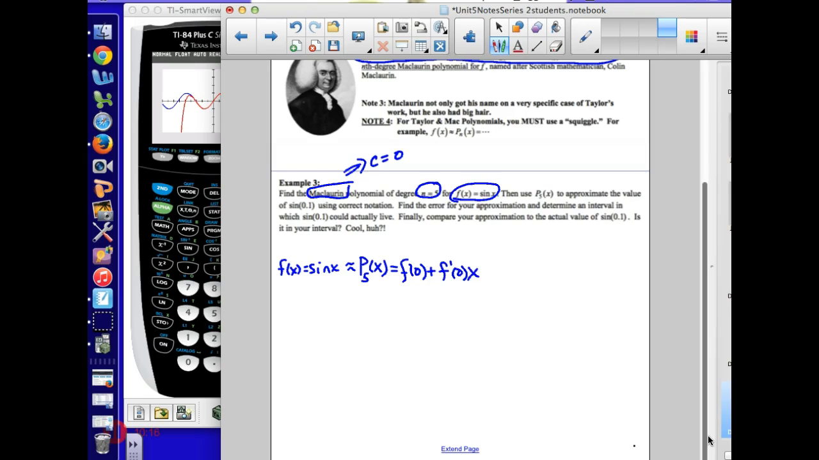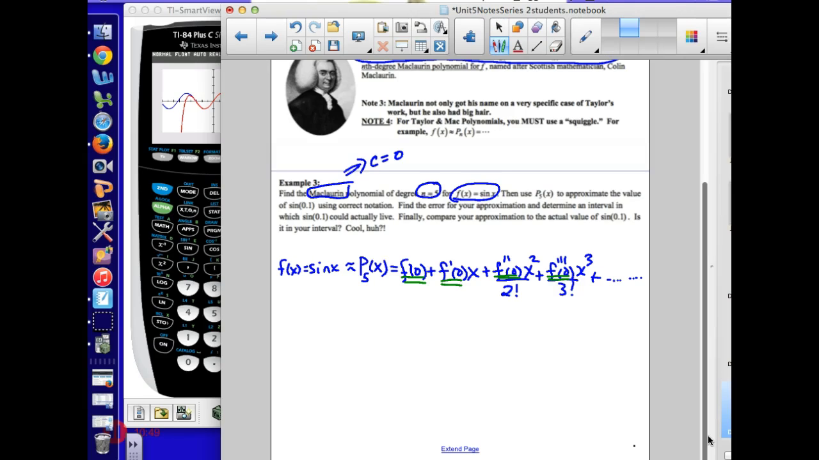x to the first over 1 factorial, plus f double prime of c times x to the second over 2 factorial, plus f triple prime at c, x cubed over 3 factorial, plus, and then I'd have to do the fourth and the fifth, and I can't fit them on there, but you get the general gist. So what I need to supply to this model is all these numerical parts of the coefficient, because I've got the factorials on the bottom, so really it involves just taking a bunch of derivatives.